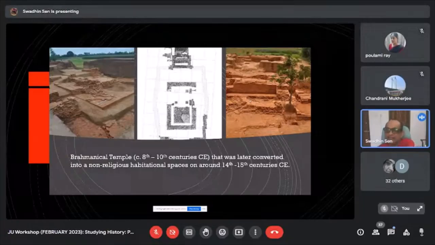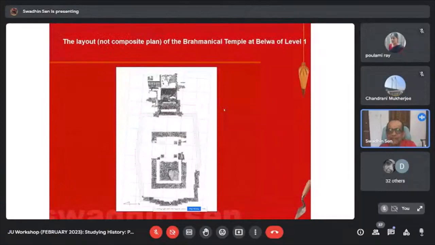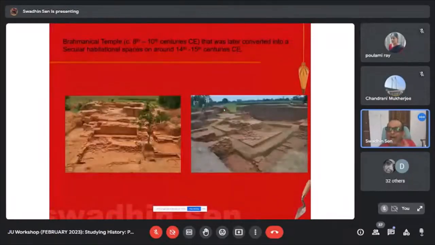Firstly, this structure was built as a Brahmanical temple. And when we interpreted the archaeological stratigraphy, we found out that in the later period, this temple was deserted and used as a normal habitational space. And later, it was also used for other normal habitational practices. So what will be the identity of this structure?